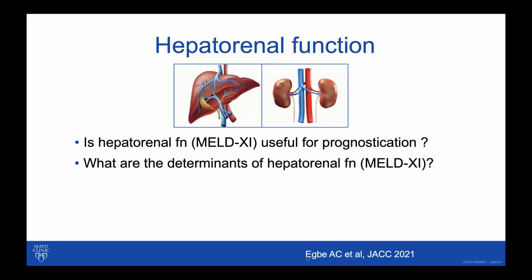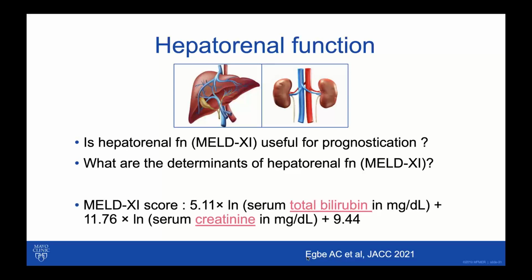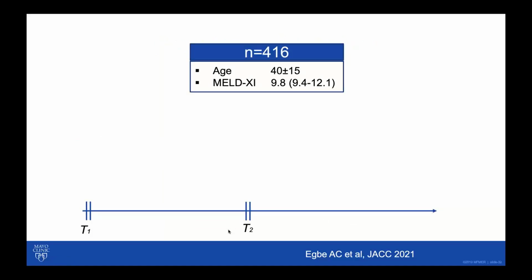So the MELD XI score stands for Model for End-Stage Liver Disease Excluding INR. And you can calculate this using an online calculator. All you need is a comprehensive metabolic panel. You just need a total bilirubin and a creatinine to do the calculation. So what we did was that we performed a comprehensive metabolic panel in our patients at 2 time points.